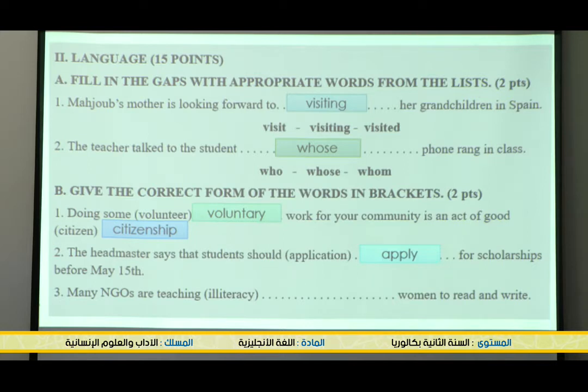Again, I want you to think about it. What do you think? What is the adjective of illiteracy that we can get from this word? It's illiterate. Illiterate women cannot read and write. So let's read this again. Many NGOs are teaching illiterate women to read and write. Next.